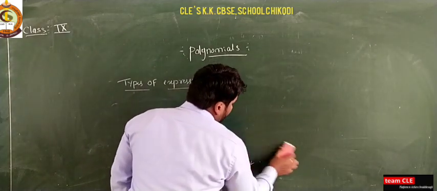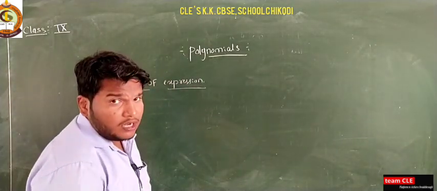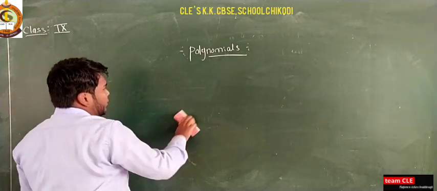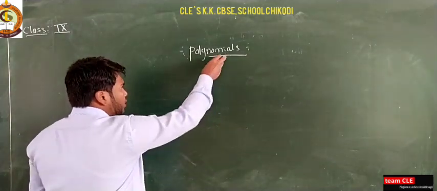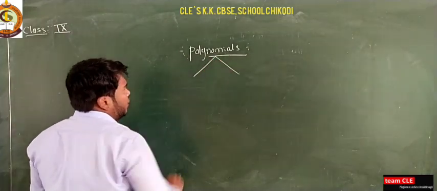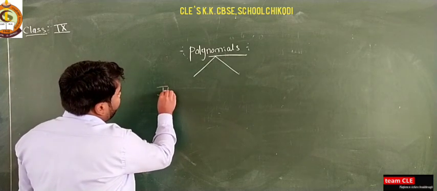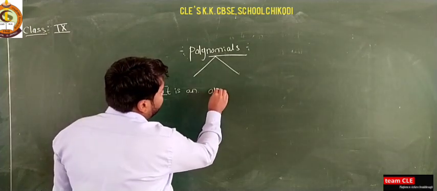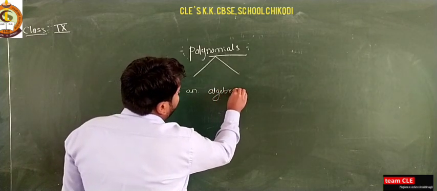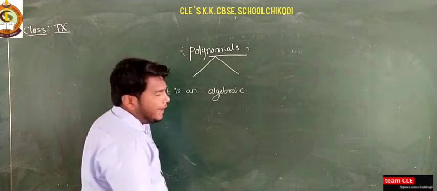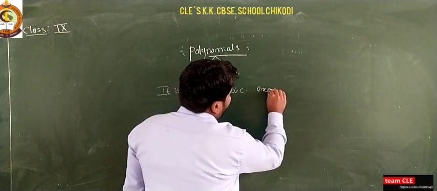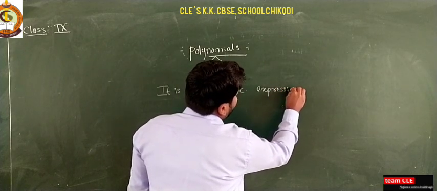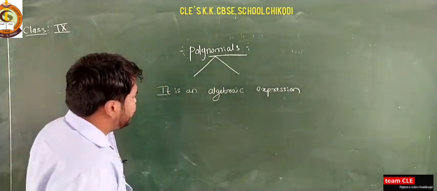Okay, next we are having polynomial. That is, polynomial is more than three terms. More than three terms is called polynomial, but your 9th standard definition says what a polynomial is. So the polynomial definition says it is an algebraic expression.